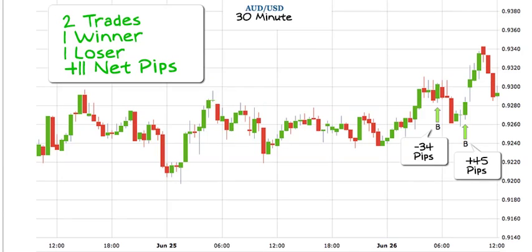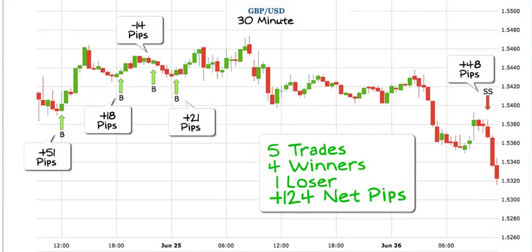Here's the Australian US dollar 30-minute chart. 2 trades, 1 winner, 1 loser, for a net 11 pips of profits. You can see there were no trade alerts prior to these 2 trades for some time. Again, you see that sideways choppy market, no good high probability opportunities. The software keeps your capital safely out of the market until a good opportunity sets up.